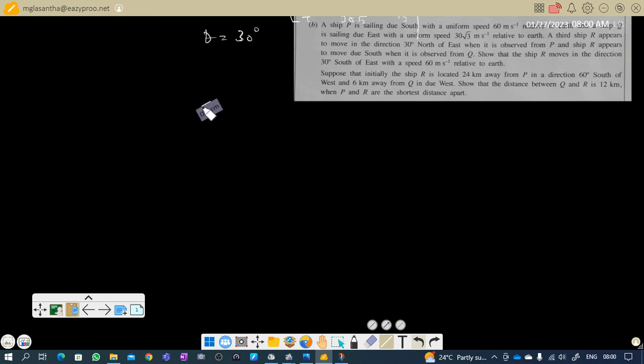So it is like this. 60 degrees south of west. Like that. So a 60 degree line, normally you have to go like that. So P is here. When P is here, R is here. Right? Then this is 24 kilometers.